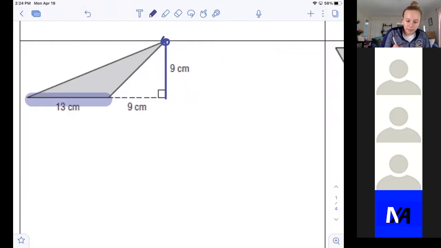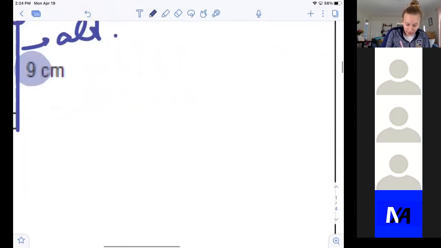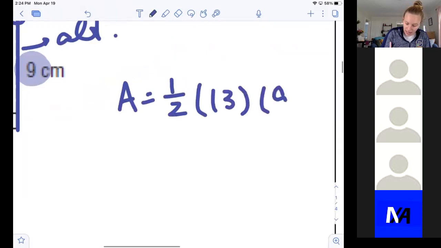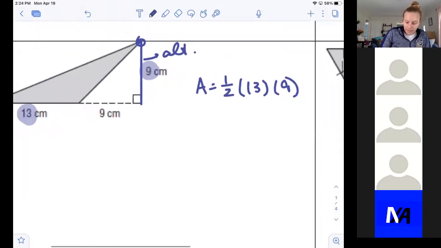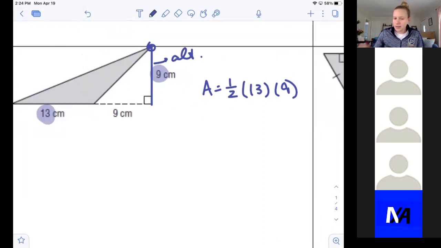If you remember back from chapter 15 or chapter 5, our altitude can go outside the triangle, especially when it's coming from an obtuse angle. So that's okay. And that's actually just what happens. So my area I'm going to do first because I've got my height is 9 and my base is 13. So I'm going to do area over here. Area equals 1/2 base, which is 13, times height, which is 9. I actually can't simplify that down. So I'm going to do 13 times 9 and I get 117.